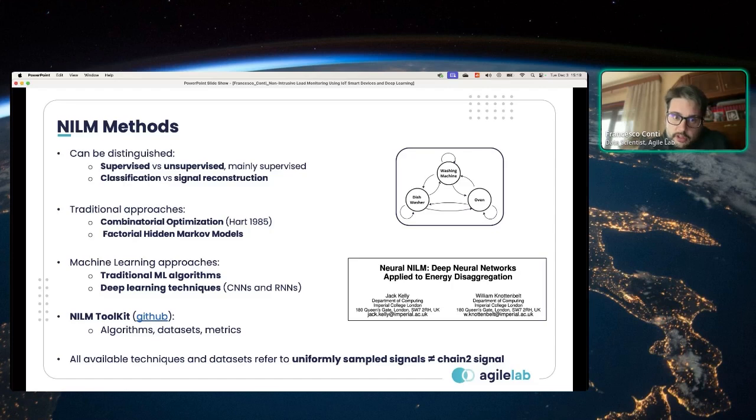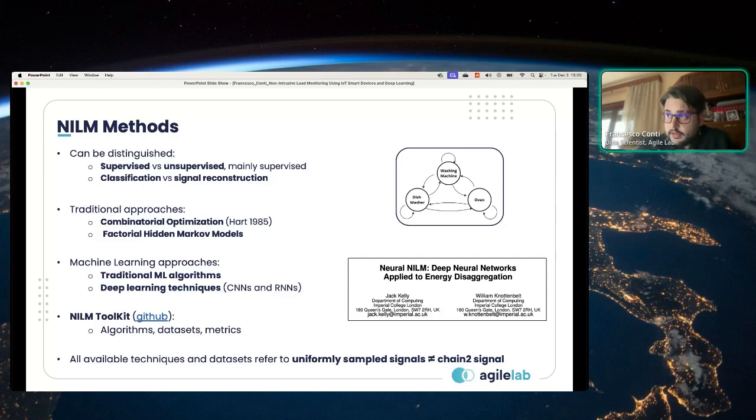Several algorithms have been developed over time. The first one was combinatorial optimization, a mathematical optimization to solve an optimization problem for each period of interest, with the final goal of minimizing an estimation error. You could have also more advanced mathematical models, such as factorial hidden Markov models. That means that you are modeling NILM as transitions between different states.